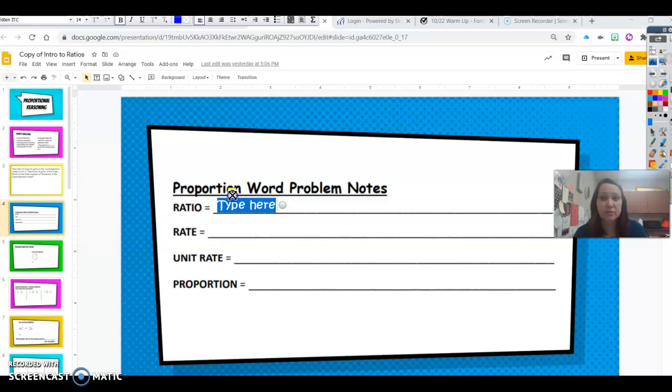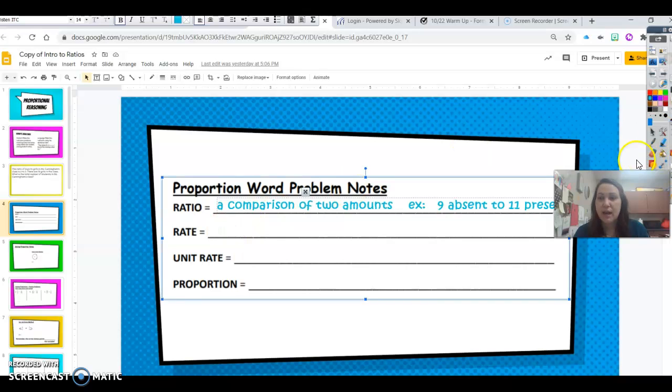So a ratio is just a comparison of two quantities, two numbers. Okay, an example of that would be today in class I did absent kids. There were 9 absent kids to 11 present kids. So 9 to 11, I'm comparing those two numbers.